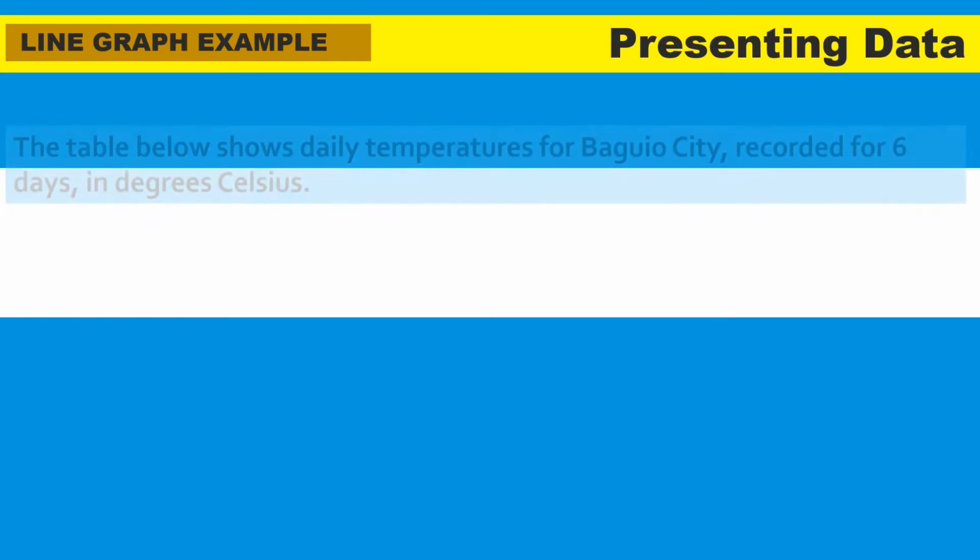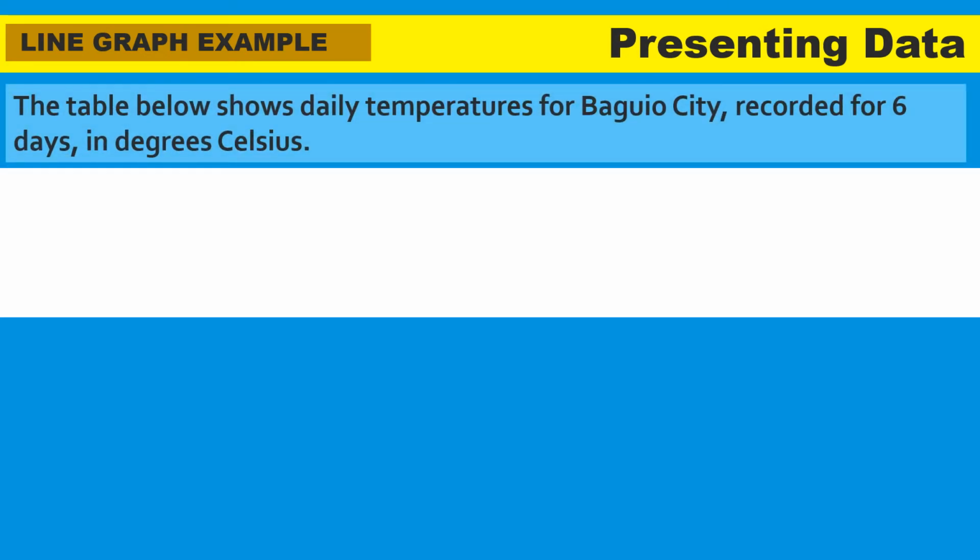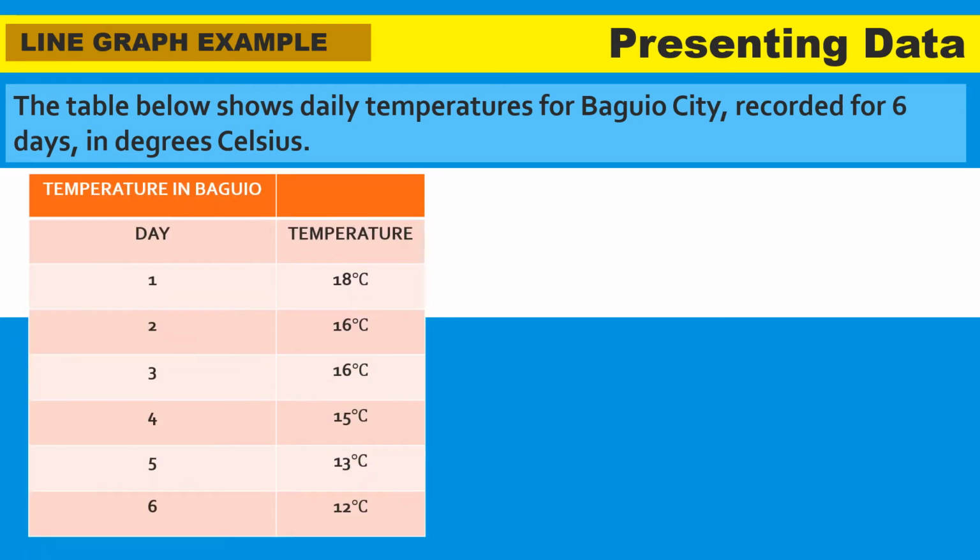Example: the table below shows daily temperatures for Baguio City recorded for 6 days in degrees Celsius. So here is the table, temperature in Baguio from day 1 to 6. Day 1 we have 18 degrees Celsius, day 2 16 degrees Celsius, day 3 16 degrees Celsius, day 4 15 degrees Celsius, day 5 we have 13 degrees Celsius, and day 6 we have 12 degrees Celsius.